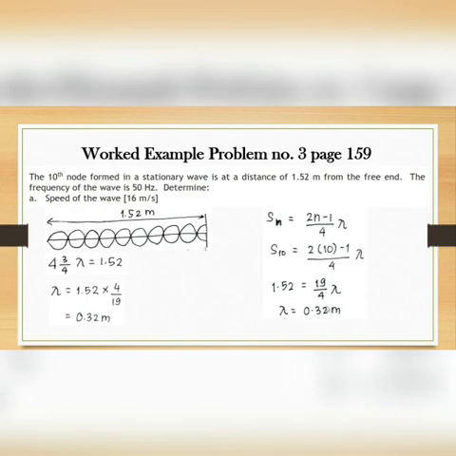So when we have got lambda and we are given the frequency, then we can find the speed by using this equation, lambda multiplied by frequency. So we have 16 meter per second.